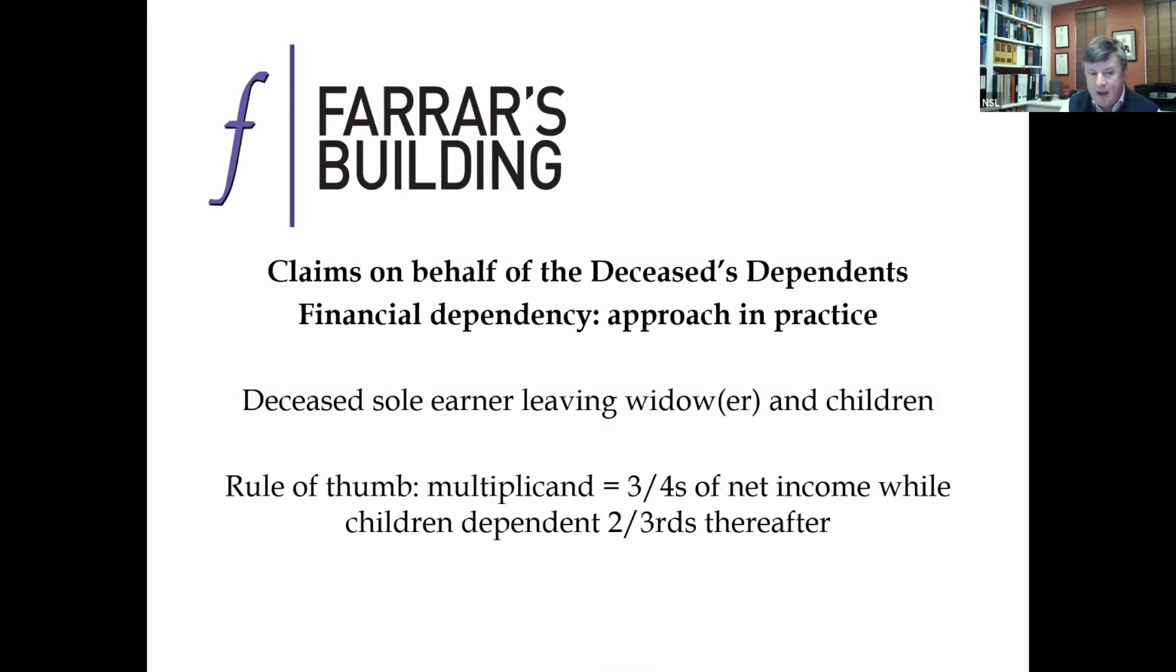If there are children, it's adapted because it's assumed that the deceased would have spent a quarter on himself, a quarter on his wife, a quarter on his children, and a quarter for the joint benefit. So the multiplicand is 3/4 while the children are dependent and 2/3 thereafter. Often you can get into rows about how long dependency continues, because obviously if it's clear that the children would have left home and started working at the age of 18, then that's when their dependency would end. But equally, if it's clear that the children would have gone to university and remained financially dependent on their parents until the age of 22, 23, or whatever, dependency can continue much longer.